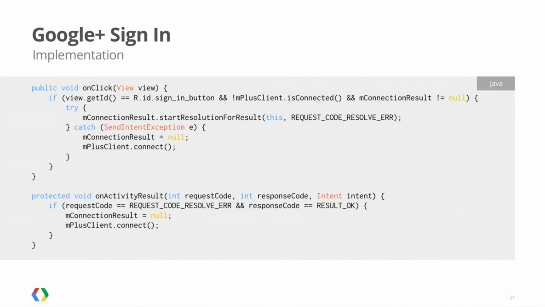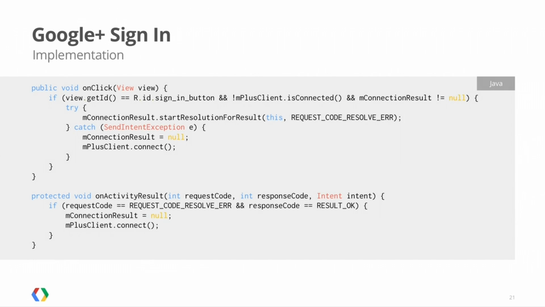So the sign-in button is a plain Android view, and we've attached our activity as an on-click listener. When the user clicks the button, we're going to start the resolution, and then expect a call to onActivityResult with whether the user signed in or not in the consent screen. So in our onClick method, if we have a connection result, because we've got the onConnectionFailed callback, we'll call startResolutionForResult. And this just wraps the call to the pending intent so that you don't have to understand how to call a pending intent. It's kind of rough syntax.